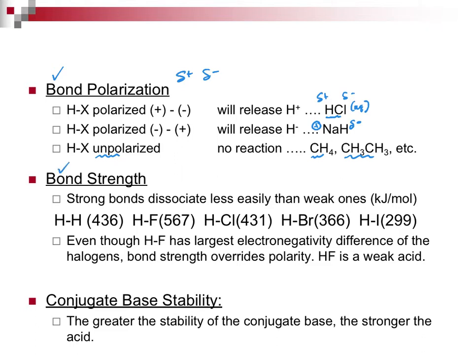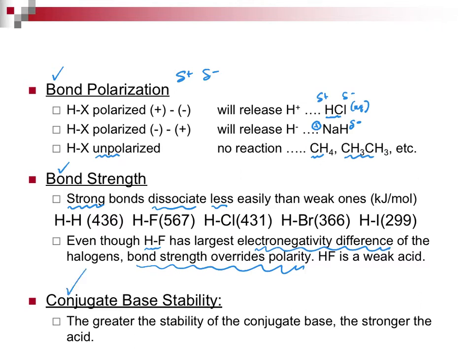And the overriding factor is if I have a strong bond, it will dissociate less. So what I have here is a series of bonds to hydrogen where I've looked at the halogens. Even though HF has the largest electronegativity difference, its bond strength is going to override polarity. It wants to hold on to that hydrogen, and it is a weak acid.